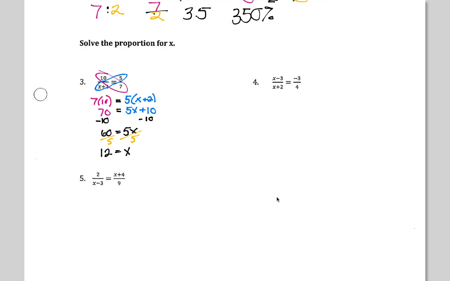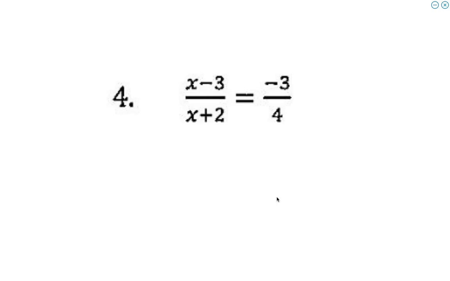Number 4, if it helps, when you see these binomials, meaning we have 2 things, not 1, put parentheses around them. That will help you with the idea that we have to distribute.